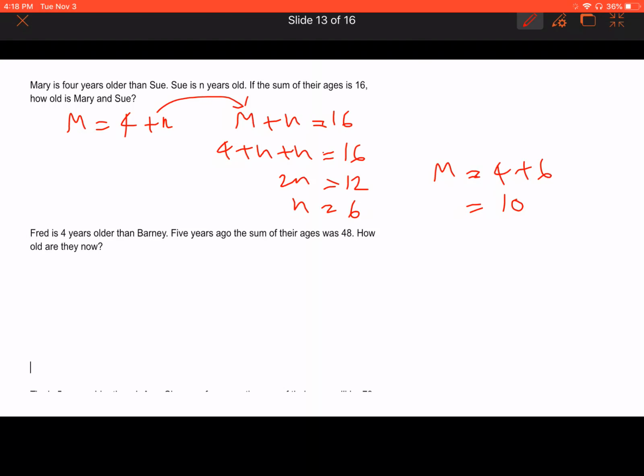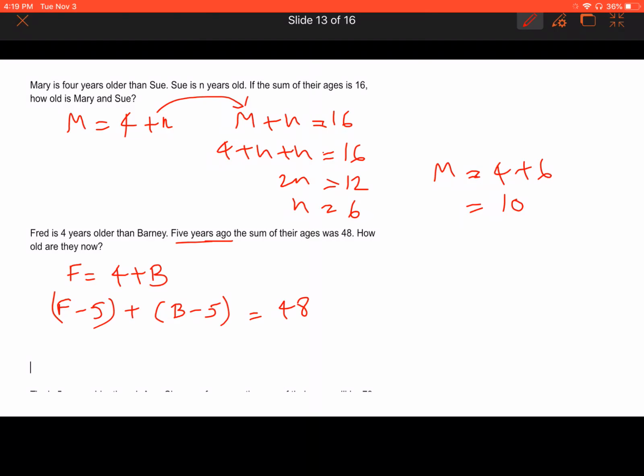Next is Fred is 4 years older than Barney. So two people are involved. Fred is 4 years older than Barney. And 5 years ago the sum of their ages was 48. So what is the age 5 years before of Fred? Fred's age minus 5. And Barney's age also is minus 5. And their sum is going to be 48. So writing the equation is very important.